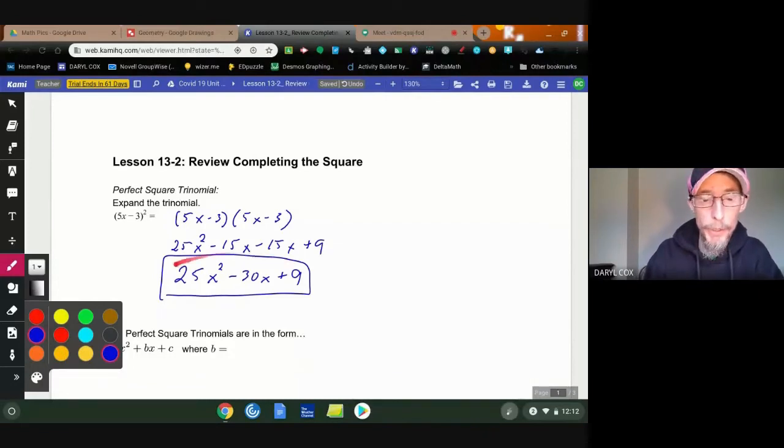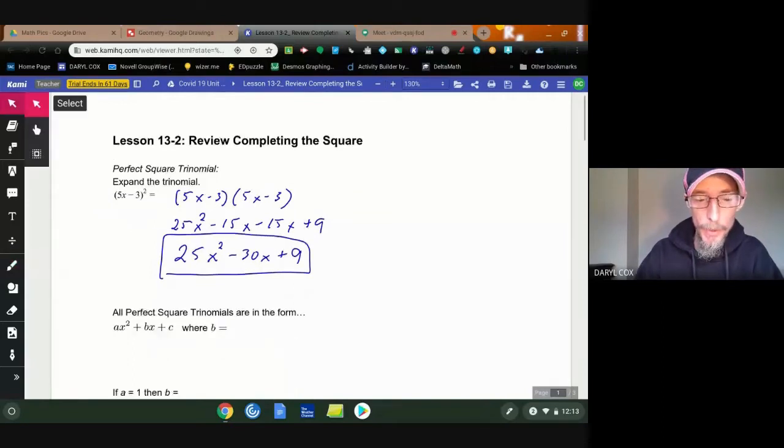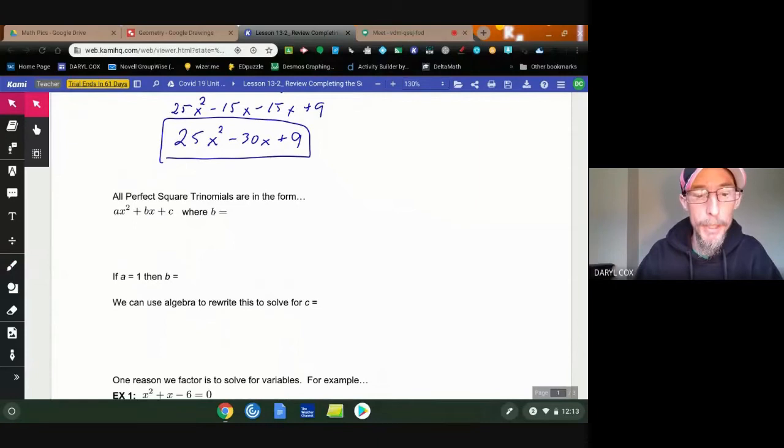The reason it's a perfect square trinomial: first of all, trinomial, 1, 2, 3 terms. Why is it a perfect square? Because the square root of this entire trinomial is this 5x minus 3. Okay, so we got this thing by squaring a binomial. That's what is considered a perfect square trinomial. So it's a trinomial found by squaring a binomial. And therefore, you could technically take the square root of a perfect square trinomial. So all perfect square trinomials are going to be in this form, ax squared plus bx plus c, where b is very, very important.